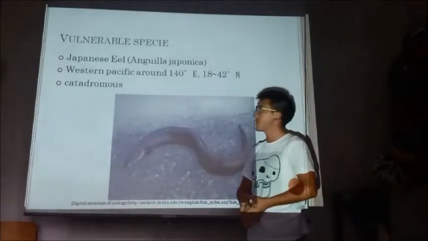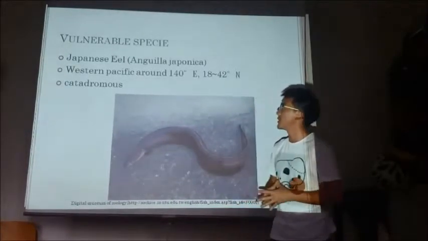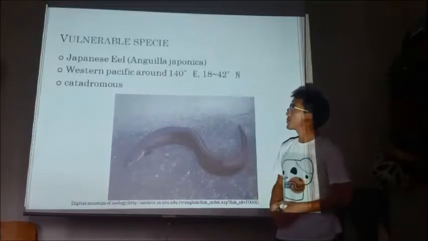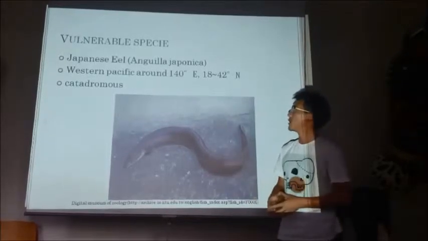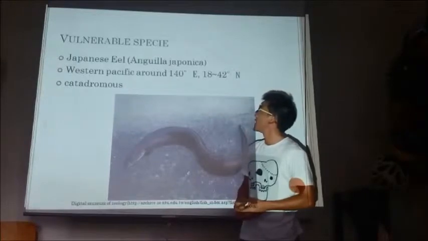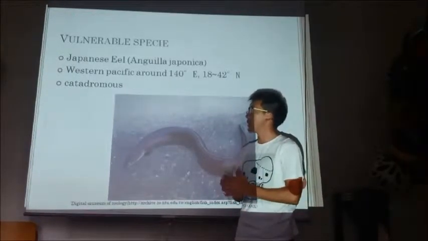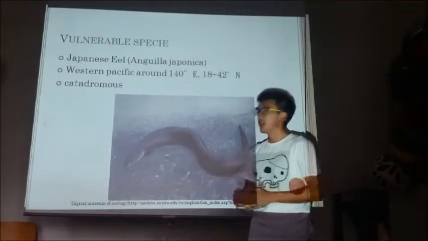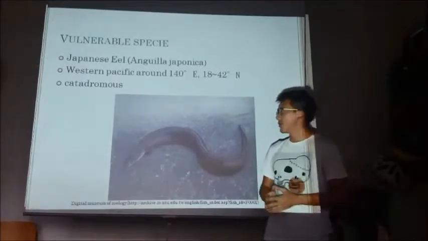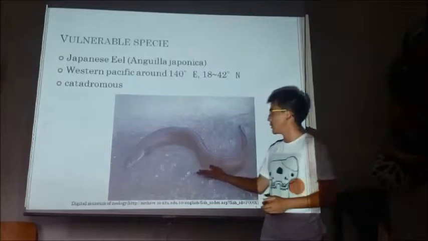Okay, my vulnerable species, I focus on the Japanese eel. They are found in the Western Pacific around 140 east and 18 to 42 degrees north. And they are a kind of catadromous fish. That means they spawn in the ocean and they grow in fresh water. And here is their picture.